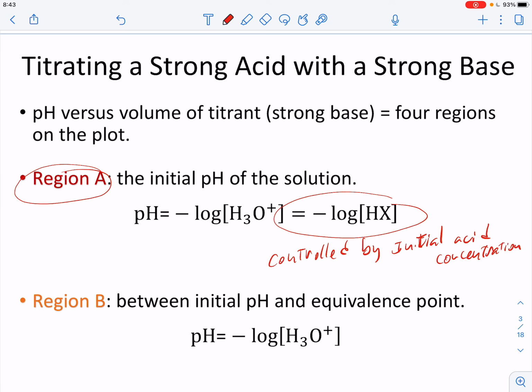Okay? As you start adding base while the acid is reacting and is being consumed, so region B, when you still have acid left over, that region corresponds to points between the initial pH and the equivalence point. And in that region, the pH is controlled by the leftover acid. Whatever concentration you have at that point, it's controlled by the acid.